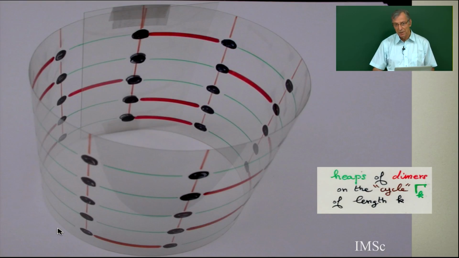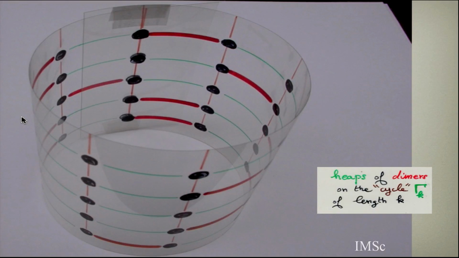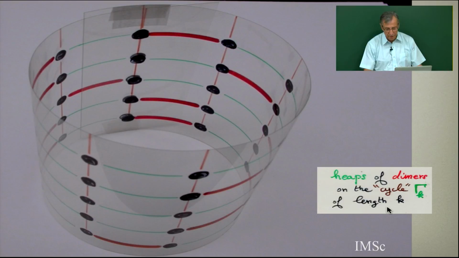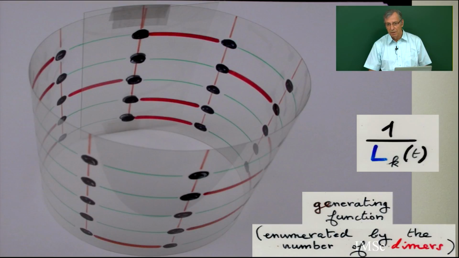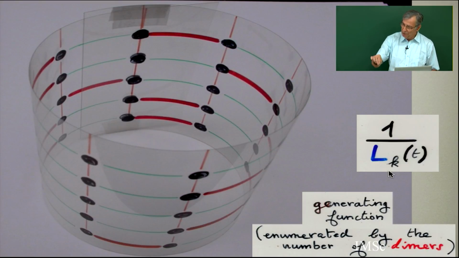Now there is another elementary graph, which is a cycle. I can take heaps of dimers on these cycles. So you see, again, I have the same thing with a cycle: the dependency relation is that two dimers intersect. So I call this gamma k, the cycle of length k, a cycle with k possible vertices. And again, the generating function, I claim, is 1 divided by L index k. It's trivial heaps of dimers which are on a cycle now.